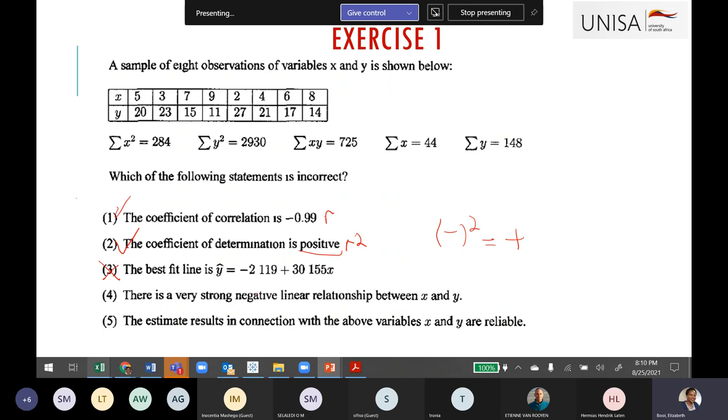There is a very strong negative linear relationship, and we could see it from the R, that is true. And the estimated correlation of the R is reliable, because of the R we can just say they are reliable. And that's how you will answer the questions. So let me give you some time to also answer the following questions.